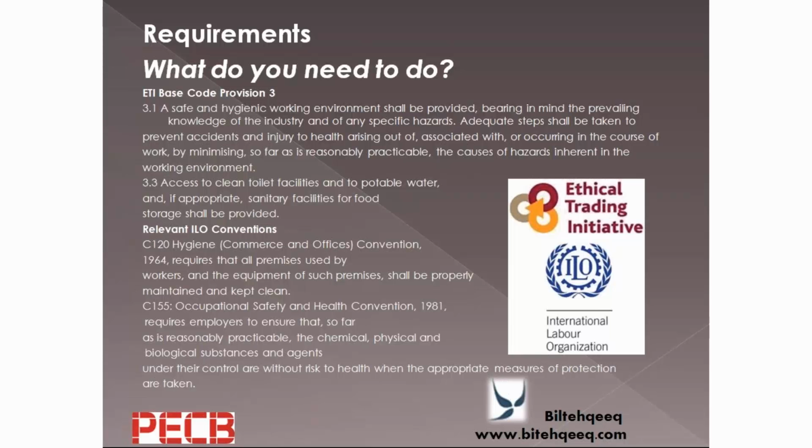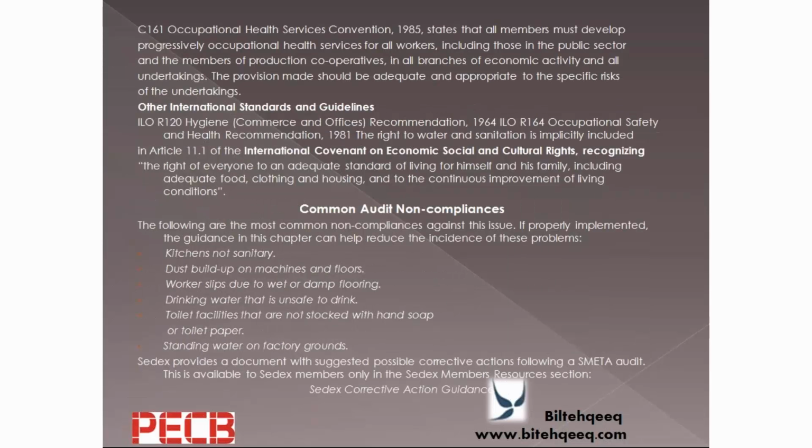So if any chemical or material a company is using, it should be well controlled. And C161, the Occupational Health Services Convention 1984, states that all members must develop a progressive occupational health service for all workers, including those in the public sector and members of production cooperatives, in all branches of economic activity.